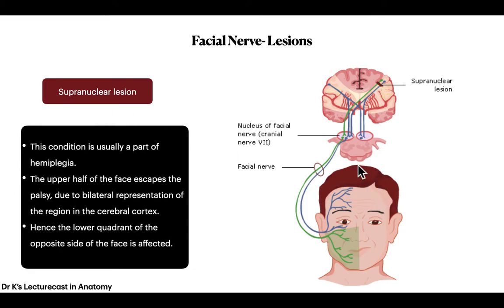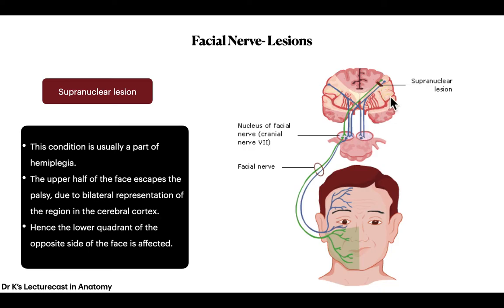Supranuclear lesion, can you see here? The lower half of the face is represented only in the opposite cortex, whereas the blue color, when you trace it out, the facial nerve supplying the upper quadrant of the face is represented in both the cortex. That is called the bilateral representation.